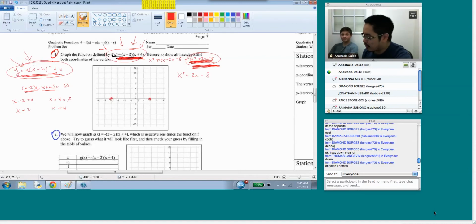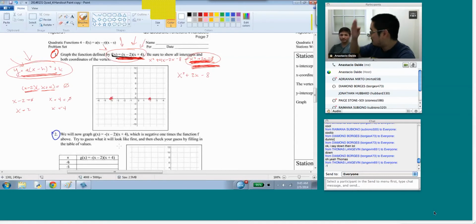How do I figure out the point where the vertex is? Do you guys remember how to do this? You take the 2 points and find the middle. There we go. I take the 2 points where it crosses, and I know that the vertex is going to be in the middle of those 2 points. So how do I figure out where the middle is?